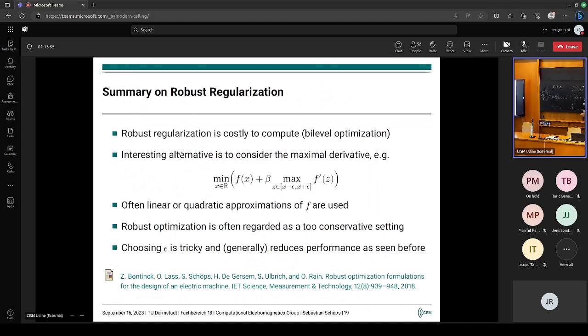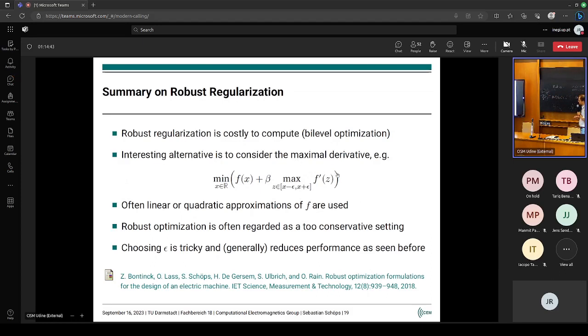Okay, quick summary on that. It's very clear that this is costly to compute because you have a bi-level optimization problem. What I did not discuss, but what is also a very common approach, is to consider not the function value but the maximal derivative. So you optimize something like that, where you have the goal function, then you add some scaling, which some also call a risk-aware factor, and then you maximize the derivative in the neighborhood. This is a much nicer approach because it does not just look at the interval, but also takes the sensitivity of the function into account a bit better. But this is just a different formulation, and that fits into the deterministic part.